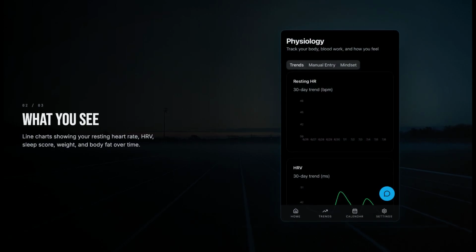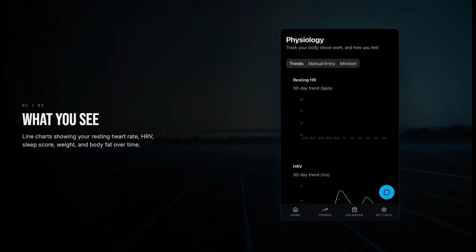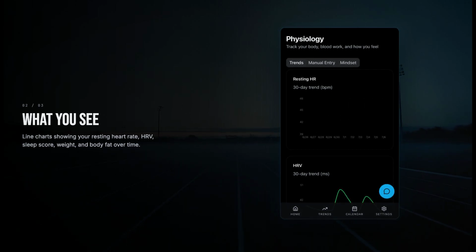Line charts showing your resting heart rate, HRV, sleep score, weight, and body fat over time. Each chart automatically adjusts its scale to fit your data, so no data gets cut off.